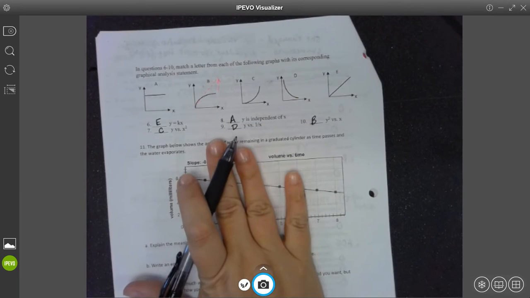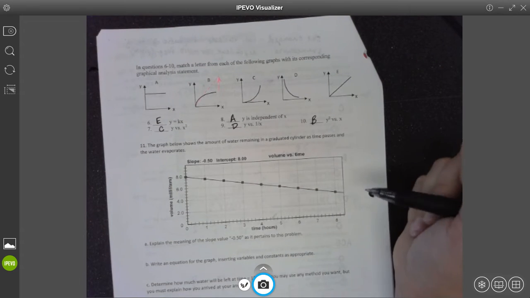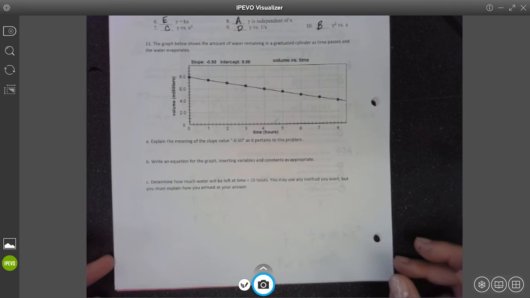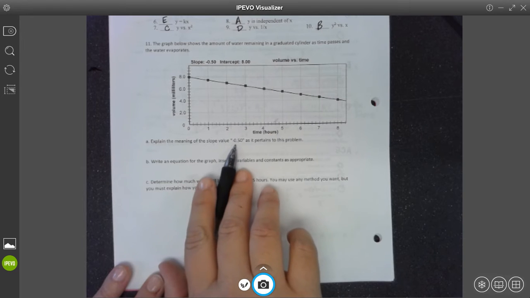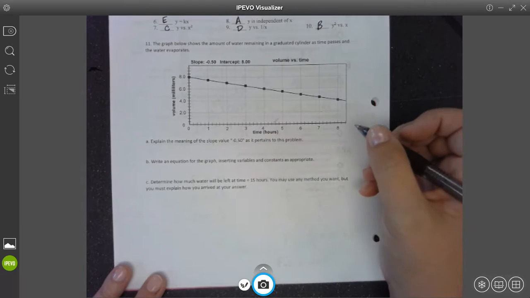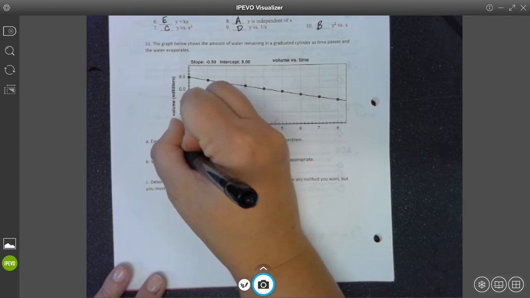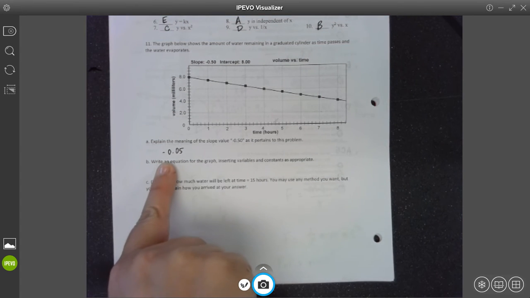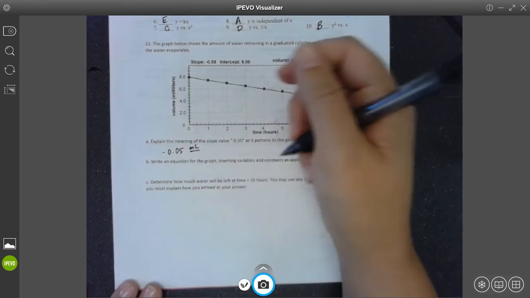All right, number 11. We've got a graph. It's given us our slope and our intercept, so that's convenient for us. All right, so the first question, explain the meaning of the slope value minus 0.50 as it pertains to this problem. Well, one way to look at this is to start with what my units ought to be. It's negative, so it's losing something. It's going down in y value. My y value is milliliters. Sorry, my y units are milliliters.